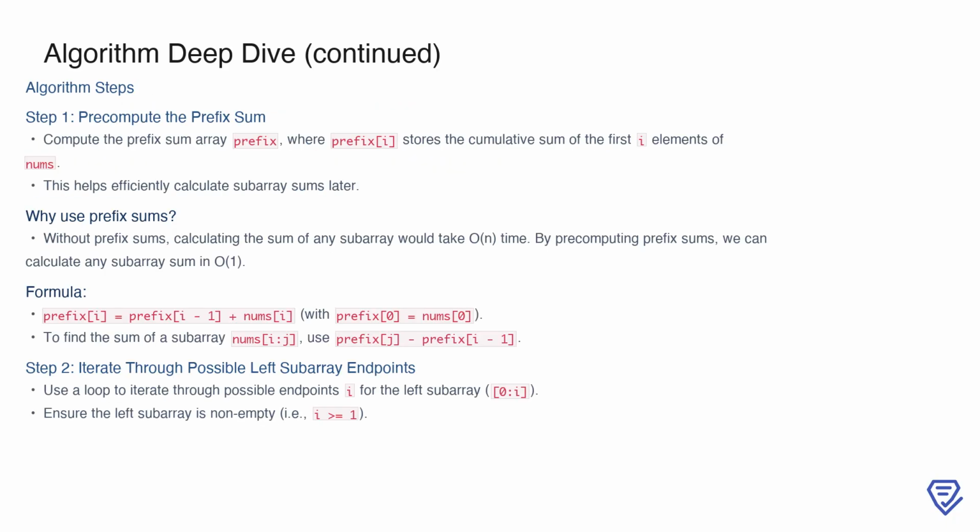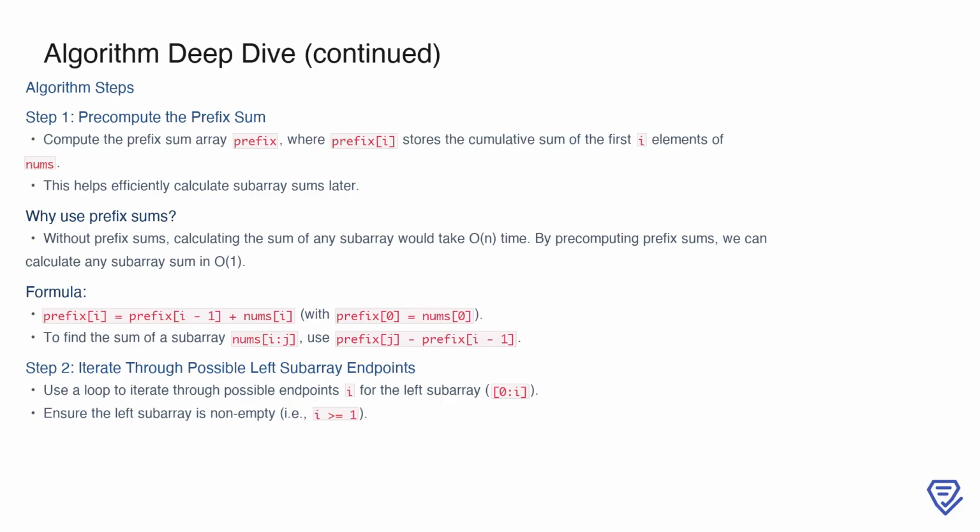To solve the problem efficiently, the first step is to pre-compute the prefix sum array. The prefix sum array allows us to calculate the sum of any subarray in constant time. Specifically, prefix[i] stores the cumulative sum of the first i elements of the array. This means that if we want to find the sum of a subarray between indices i and j, we can simply use the formula prefix[j] - prefix[i-1]. By pre-computing the prefix sums, we avoid repeatedly summing over subarrays, which would take linear time for each query. The formula to compute the prefix sum is straightforward: prefix[i] equals prefix[i-1] plus nums[i], and it initializes with the first element of the array.